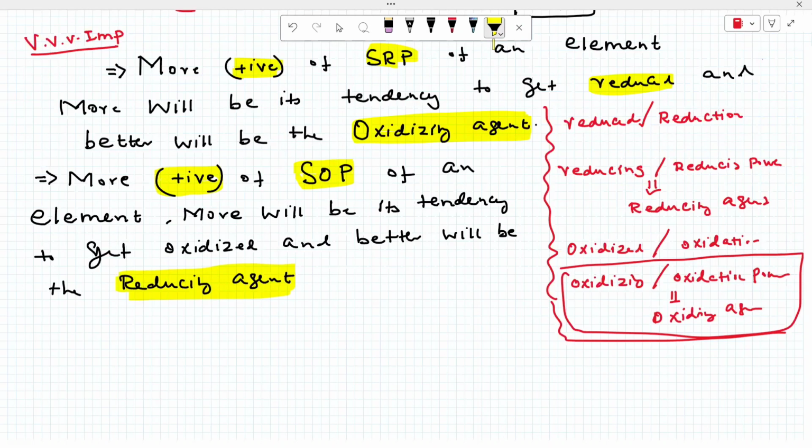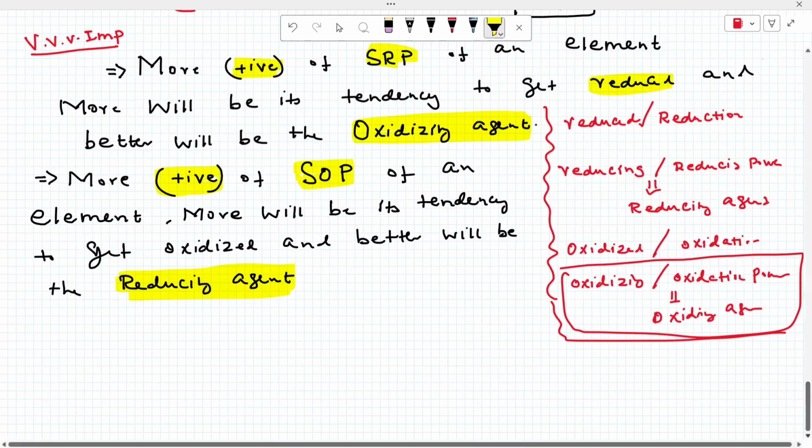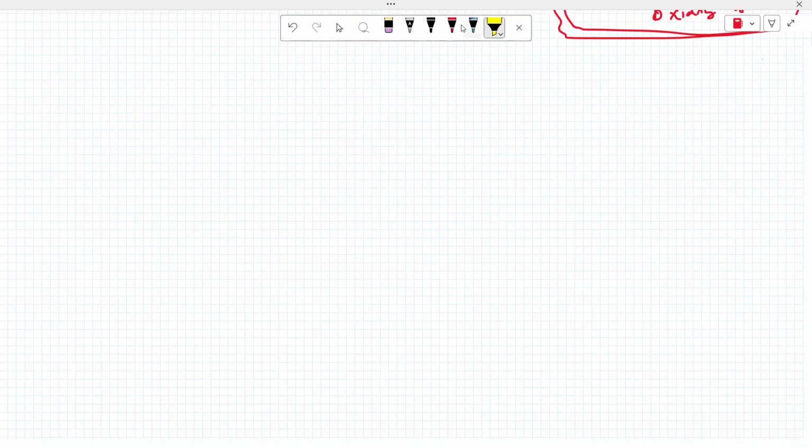If they talk about the oxidizing agent, and if they talk about a reducing agent, what should we do? If it is SRP, convert to SOP, and the more positive SOP acts as what? Reducing agent. Shall we start questions now? I have 10 questions, you can solve them. Okay? First question. Try this one.